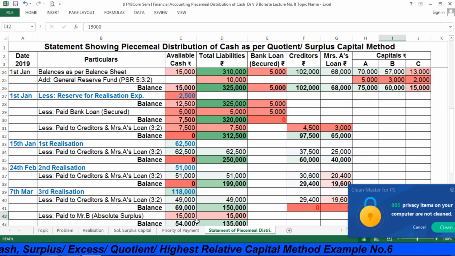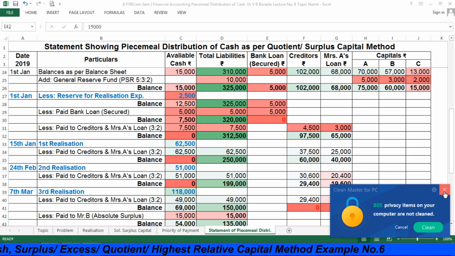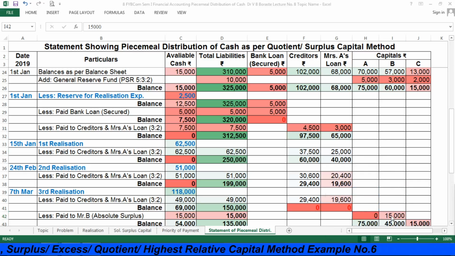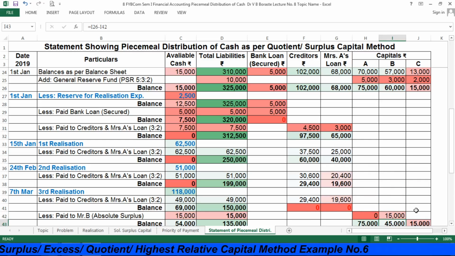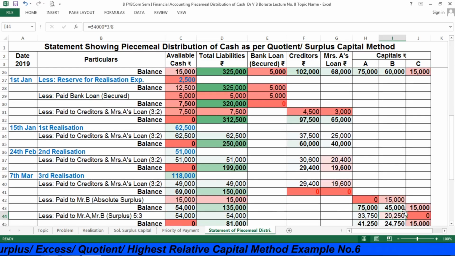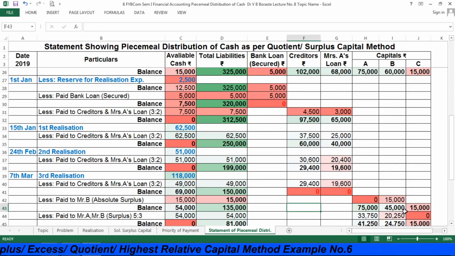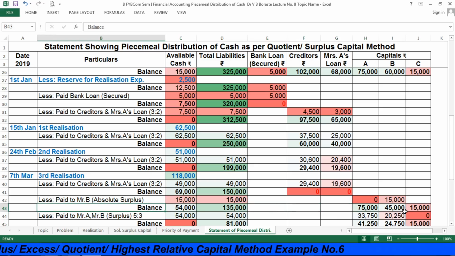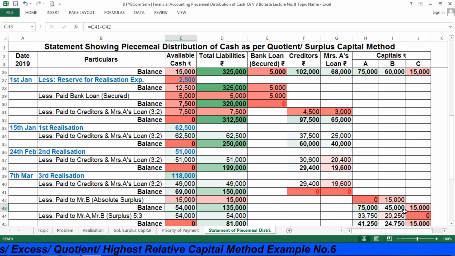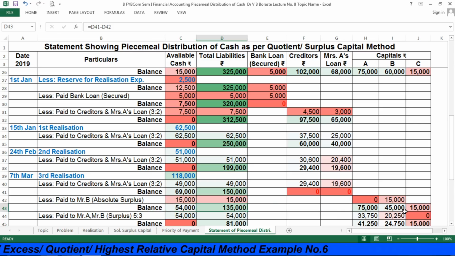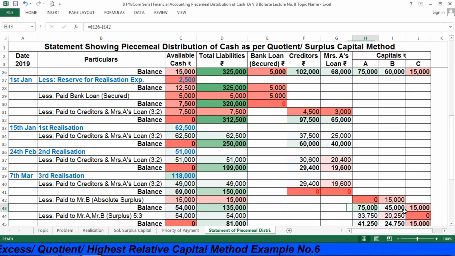After receiving 15,000, the balance of Mr. B is 45,000, while Mr. C's balance is as it is and Mr. A's balance is also as it is. So here you can see the balance in our hand, cash still available with us is 54,000, total liabilities payable 1,35,000, capital of Mr. A is 75,000, B is 45,000 and C's capital balance is 15,000.